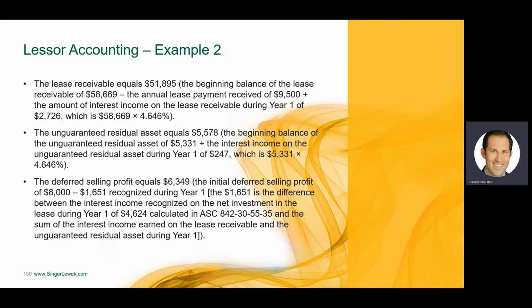For the deferred selling profit at the end of year 1, we're going to start with the $8,000 balance, and then we're going to subtract out the amount recognized during the first year, which is $1,651, which is the difference between the interest income recognized on the investment during the first year of the $4,626, and the sum of the interest income earned on the lease receivable and the unguaranteed residual value during that first year.